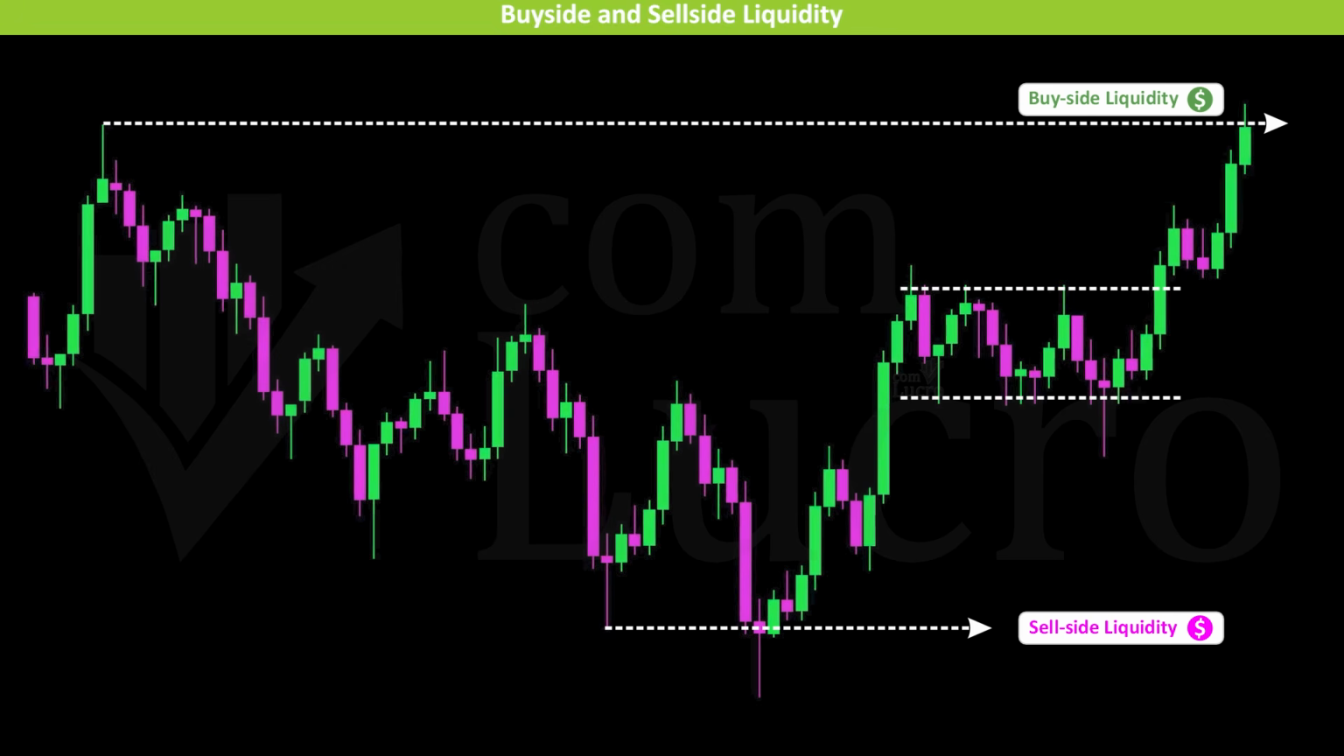Sometimes, price consolidates in a range and builds liquidity on both sides. After collecting liquidity from one end, the market often travels to the opposite side to continue the cycle. This behavior is central to the market maker model. The model explains how smart money creates phases to engineer liquidity.